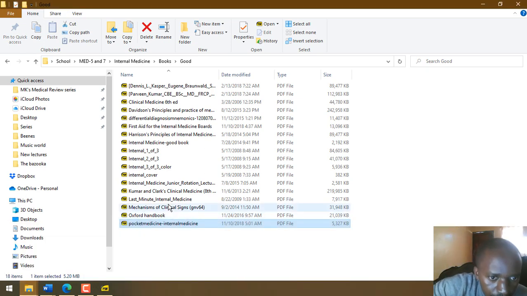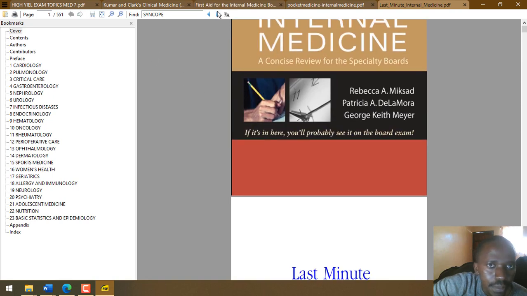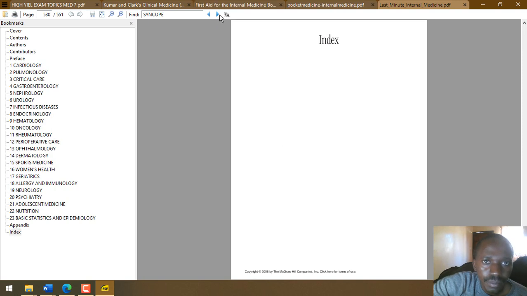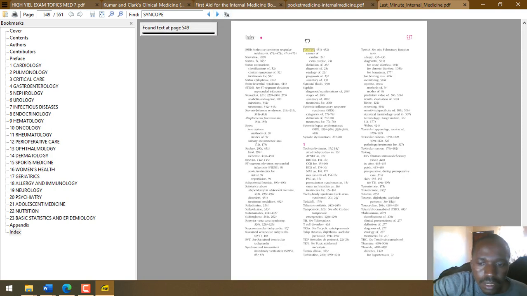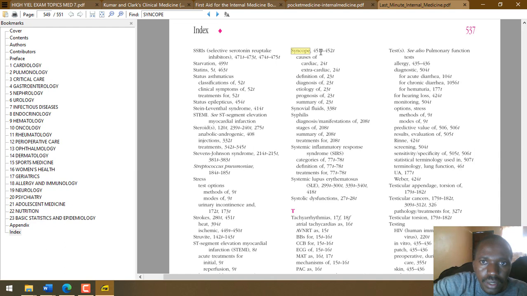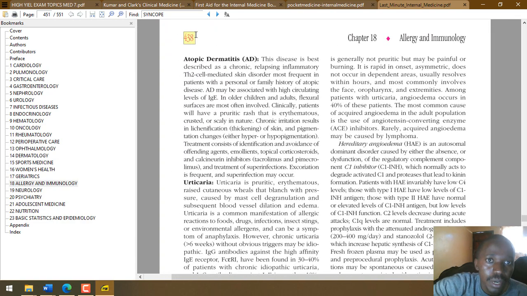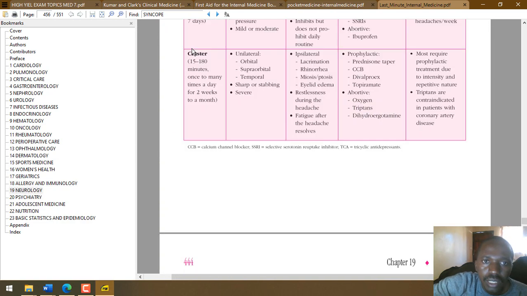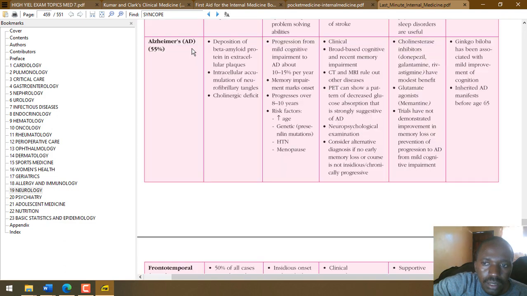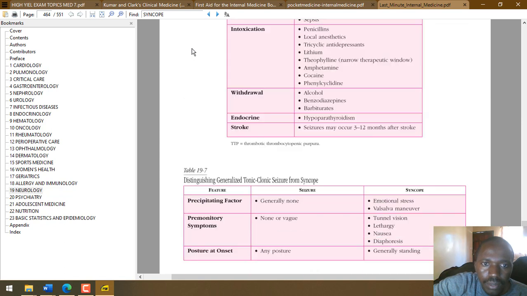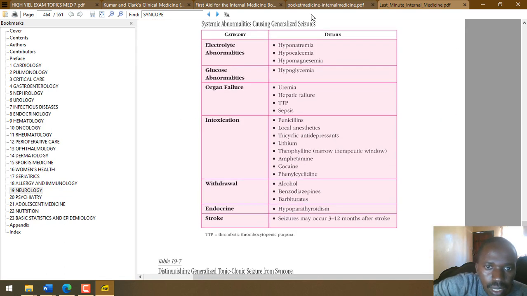Let's open something else. This is Last Minute Board Exams. Do they have anything on syncope? Index. Okay, do they have anything on syncope? Yes, they do. 451. This is unedited, so as you can see, this is not page 451, so you have to keep scrolling a bit to get to page 451. Let's scroll a bit. 451, I think I passed it. Okay, so this is in neurology.